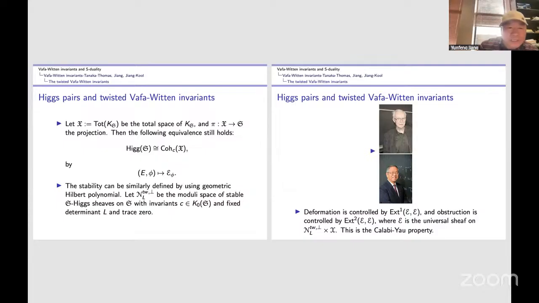And the stability you can define at the same time, and you can define the moduli space N_L^{\perp}, the moduli space of stable Higgs bundles, this gerbe-twisted Higgs bundle actually, with invariant C, fixed determinant L. And I also want trace-free, which means the Higgs field is trace-free. So this really corresponds to the structure group SL(r). Okay, so this is really, as I said, a Calabi-Yau condition.